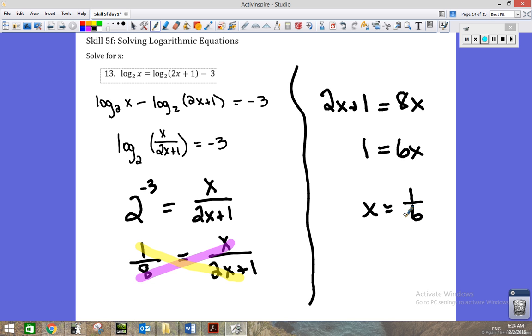Now, if we plug that in, we have to make sure we don't have 0 or negative. Well, 2 times 1/6 is 1/3 plus a positive value. Hey, that's going to be positive, and 1/6 itself is positive. So I don't have an extraneous solution. This is going to be fine.